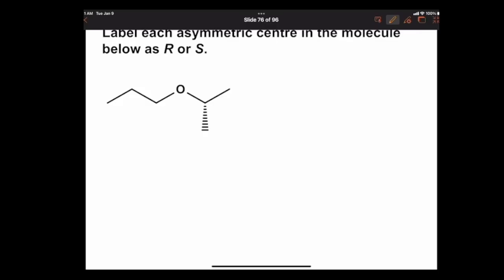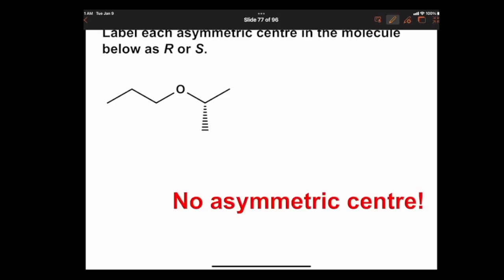What about this? RS. What's the highest priority group you can see? Oxygen. What's the lowest priority group? Now you're left with a methyl and a methyl. Do they have the same priority? Yeah. Does it have R and S? No. Does this have any asymmetric centers? No.